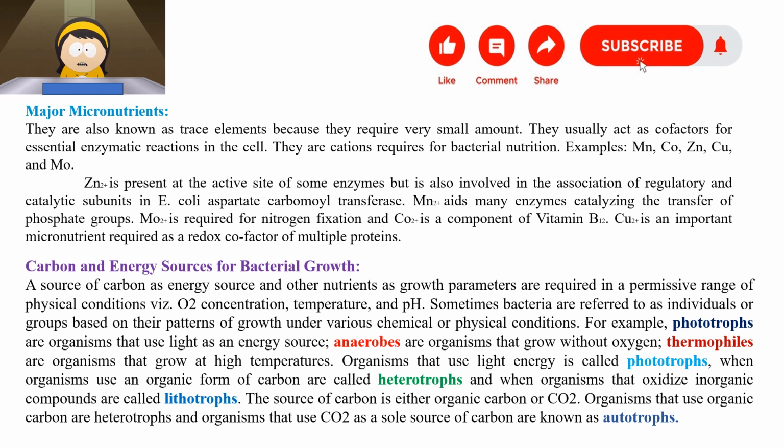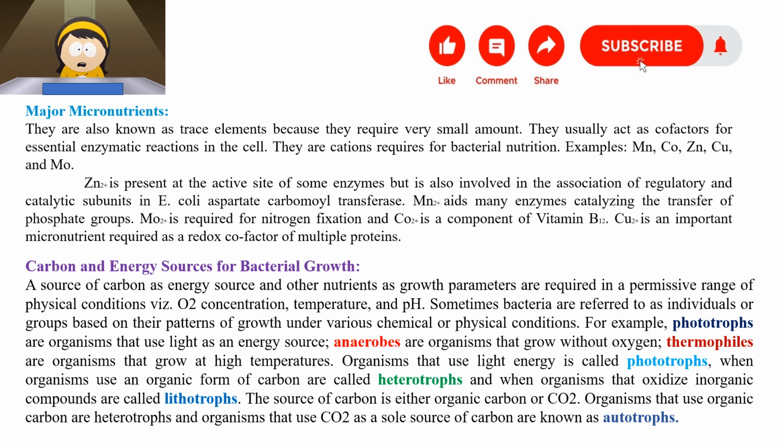Organisms that use light energy are called phototrophs. Organisms that use an organic form of carbon are called heterotrophs, and organisms that oxidize inorganic compounds are called lithotrophs. The source of carbon is either organic carbon or CO2. Organisms that use organic carbon are heterotrophs, and organisms that use CO2 as a sole source of carbon are known as autotrophs.